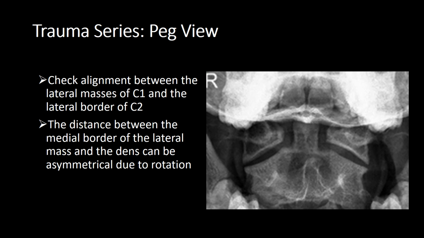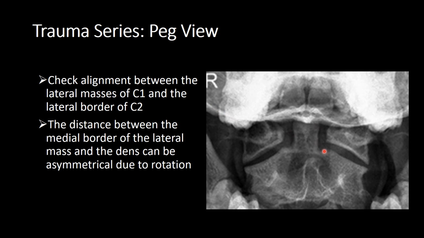So our peg view, which is designed to visualise the odontoid peg and the relationship of the lateral masses of C1 with the lateral borders of C2. What you want to see is that your maxilla is completely superimposed over your occiput, which it is in this case, so this is perfect positioning.